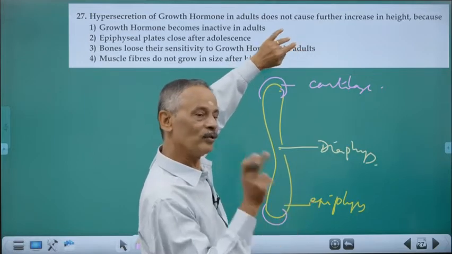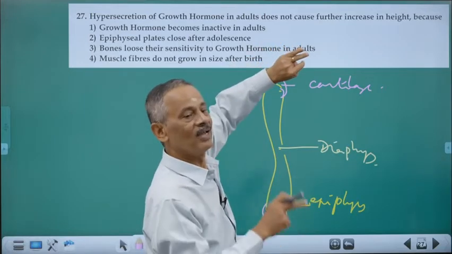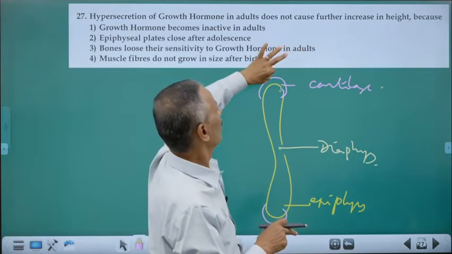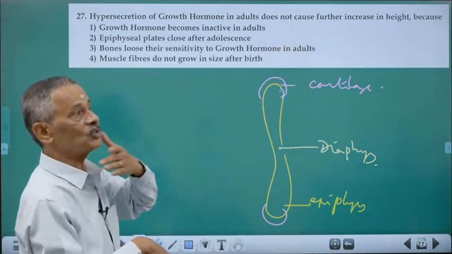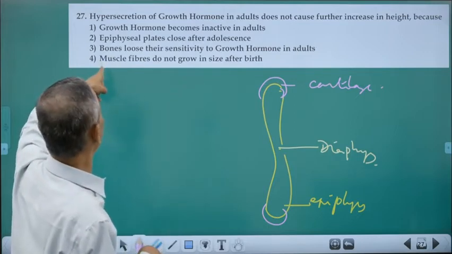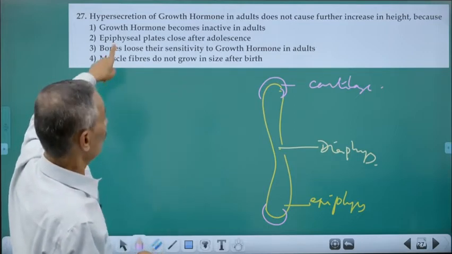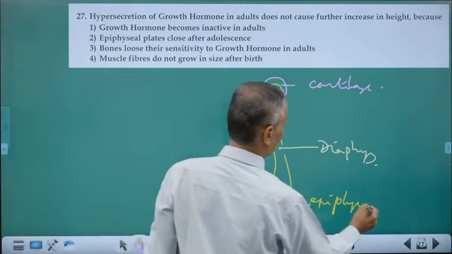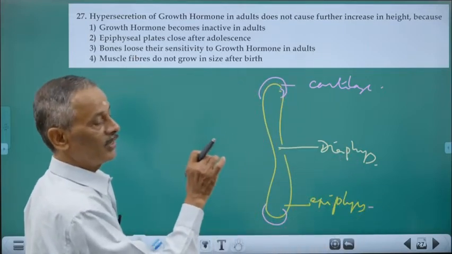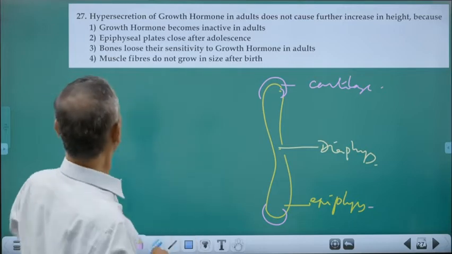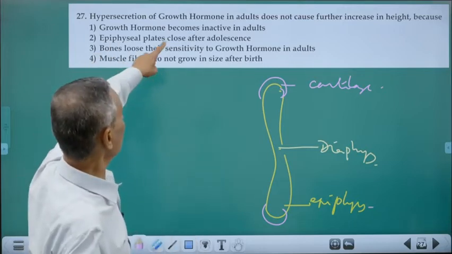Only those which do not have that capping will grow. That's why the extremities of the limbs, lower jaw, etc. alone will grow. Clear? So, we have the epiphysis made up of soft bones and the diaphysis made up of very hard, dense bones. Okay. So, does growth hormone become inactive in adults?